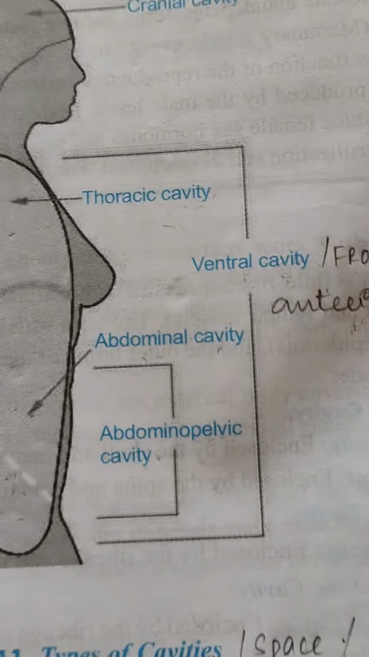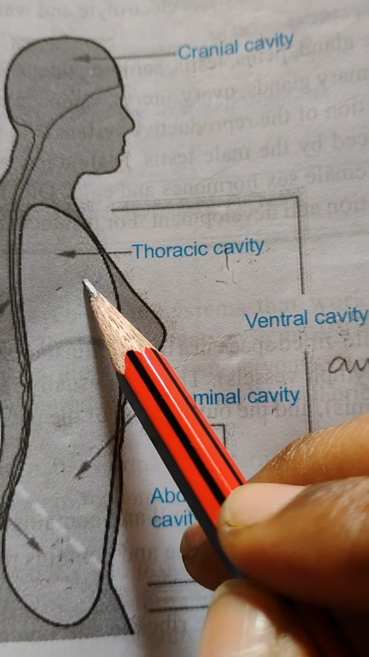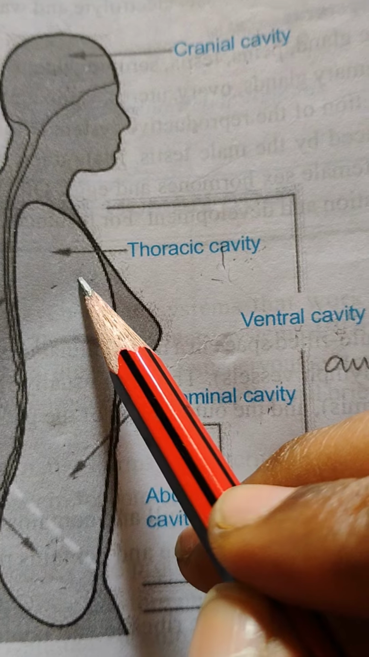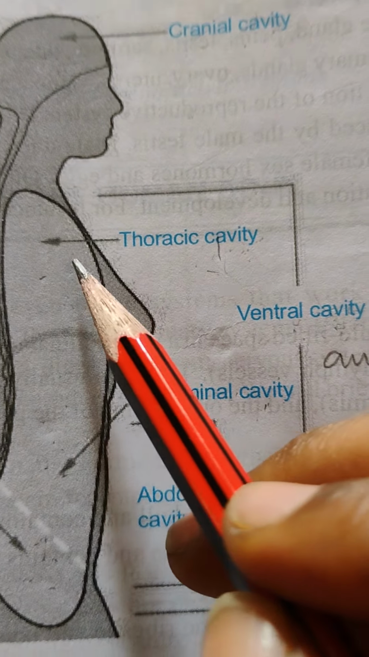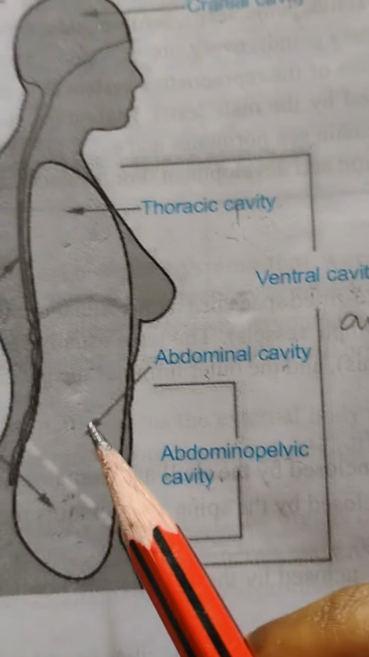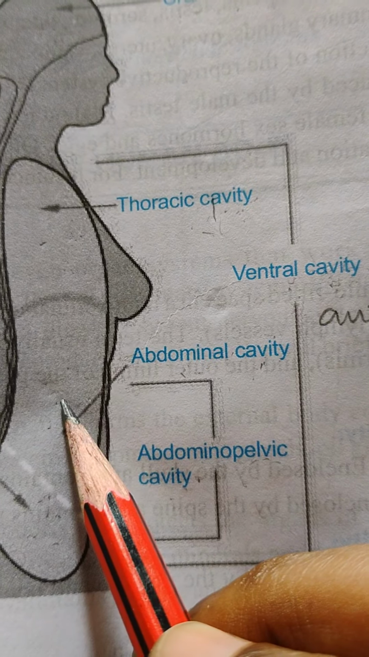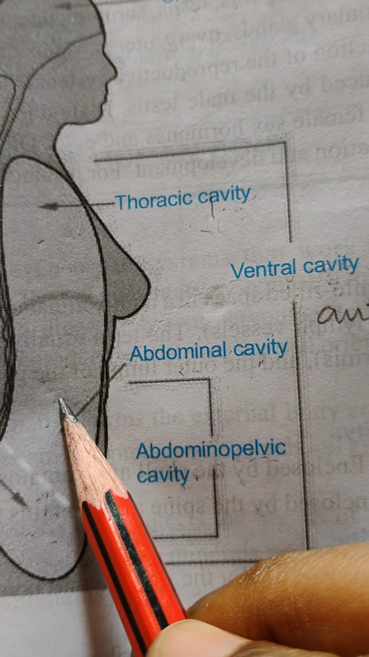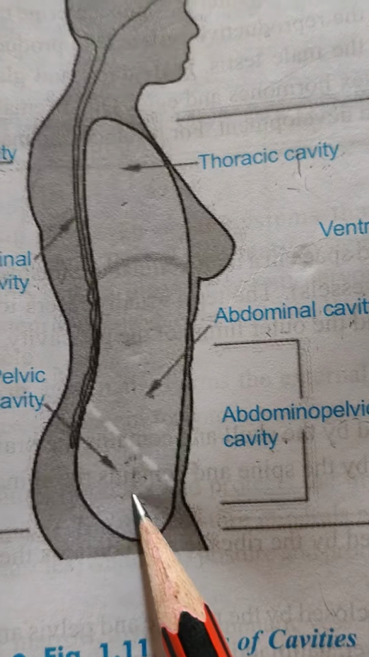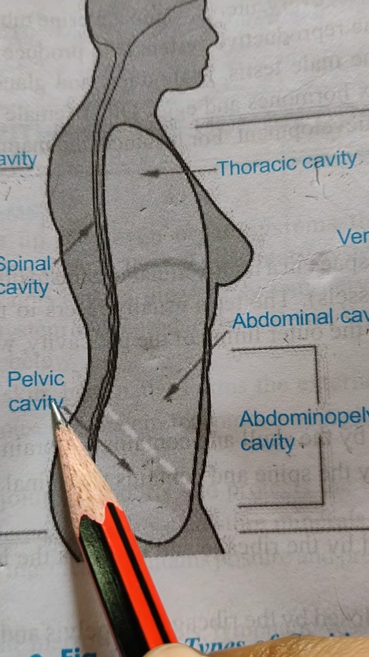Then next, the thoracic cavity. Heart and lungs are located within the thoracic cavity. Then here, digestive organs, spleen, and kidneys are located within the abdominal cavity. Then this is the pelvic cavity, or pelvic space. Bladder and reproductive organs are located within the pelvic cavity.